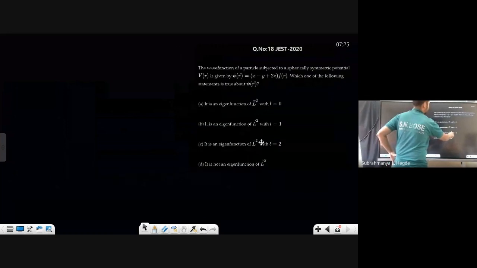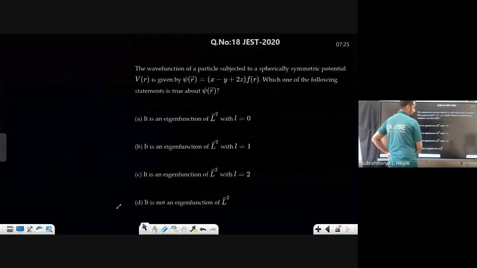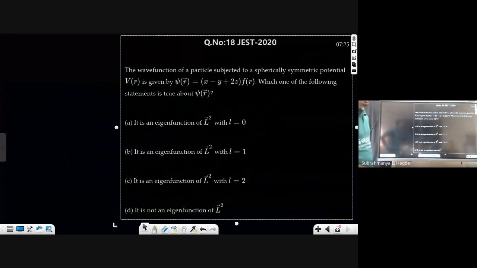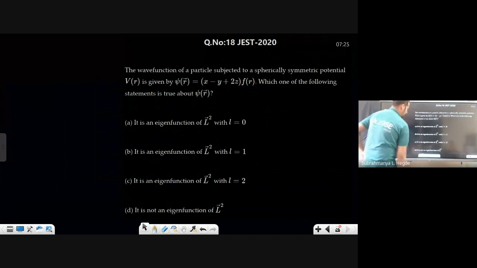Angular momentum measurement related problem. It is very frequent. I hope you might have experienced it now. Am I right?